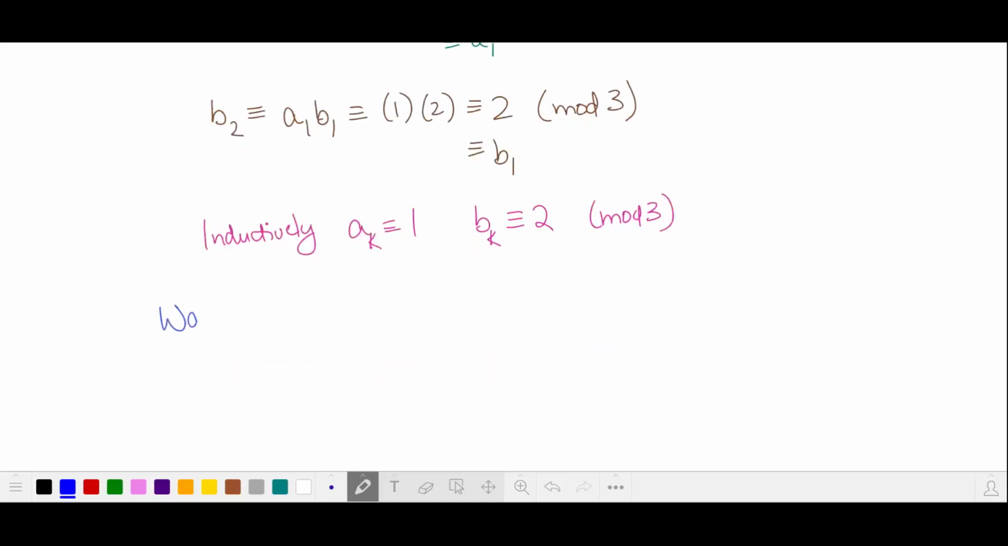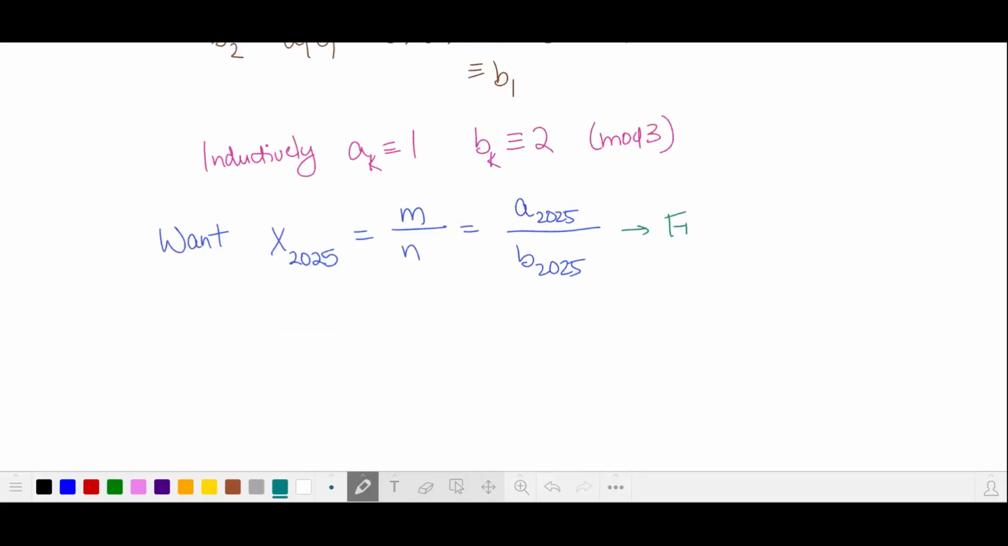Returning to the problem statement, we want to find the 2025th term in this sequence, written as a fraction in reduced terms, m over n. This is going to be in the numerator a sub 2025, and then the denominator b sub 2025. We're asked to find the sum m plus n, which is going to be the sum of a and b for 2025. We'll simplify this a bit by letting z for the kth term be the sum of the numerator and denominator for that term.